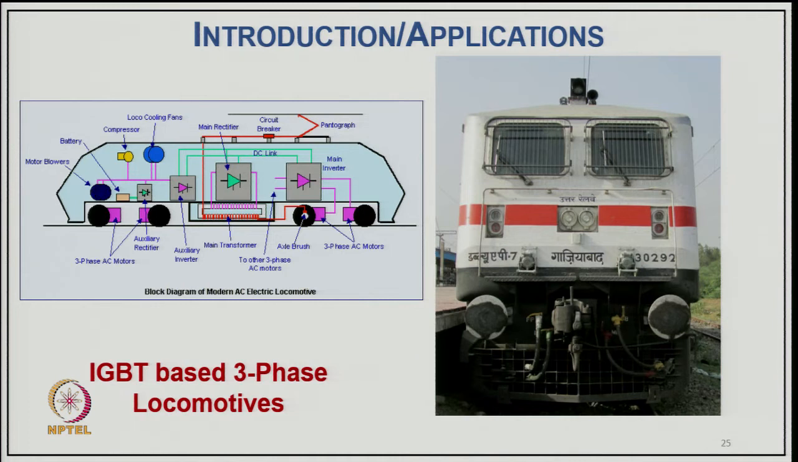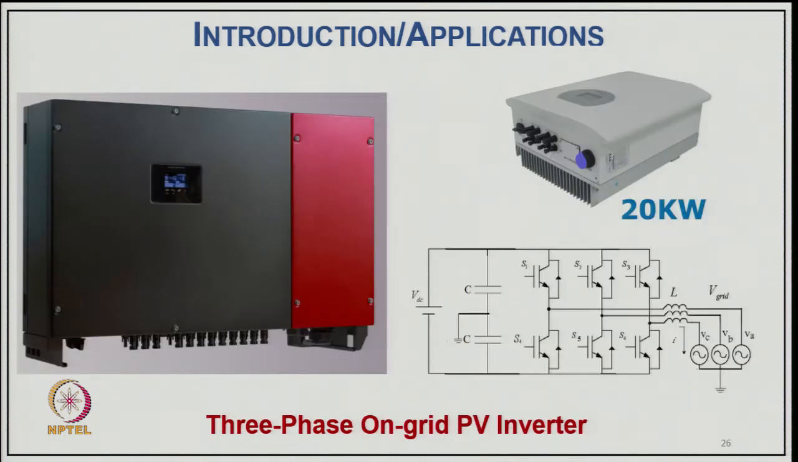Then of course the 3 phase locomotive. Nowadays we have locomotives with 3 phase induction motors, whether it is your electric train or your metro. So, all of them use the 3 phase supply with 3 phase motors. It may be powered from a single phase supply, but finally the drive motor is always 3 phase. So, we convert single phase finally to 3 phase to drive the 3 phase motors, because those are more efficient. We will talk a little later about that. Or you have a 3 phase on-grid PV inverter.